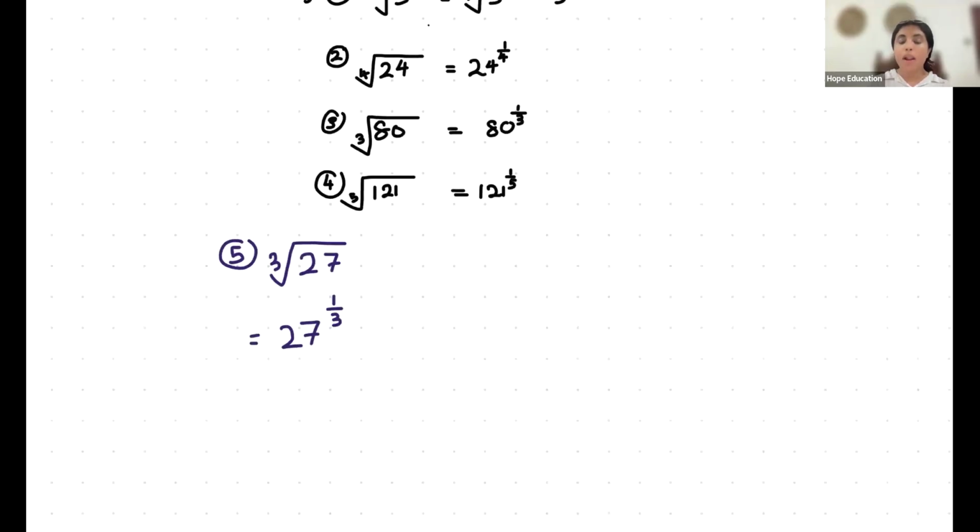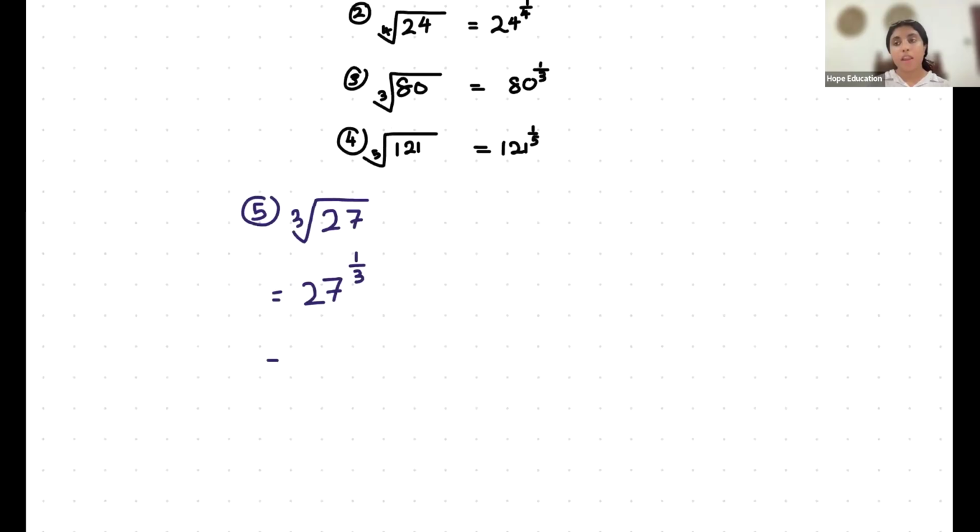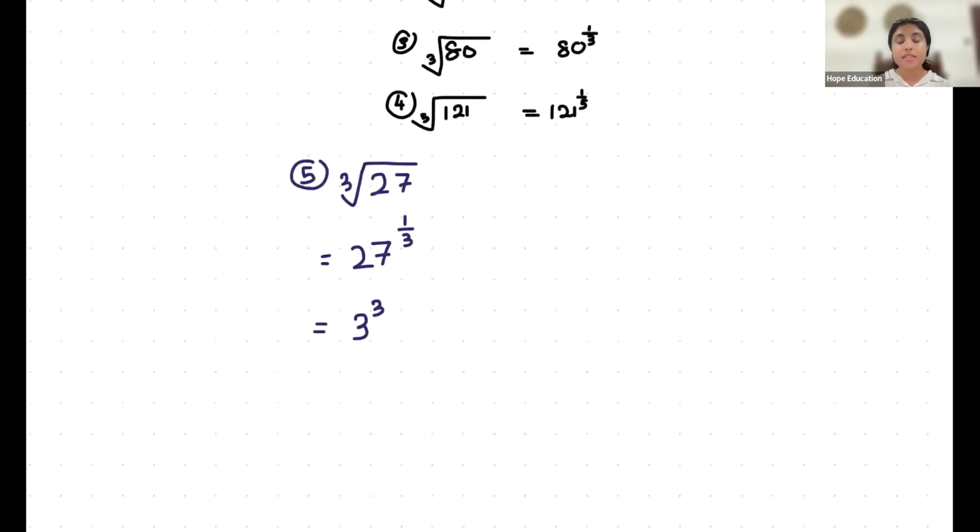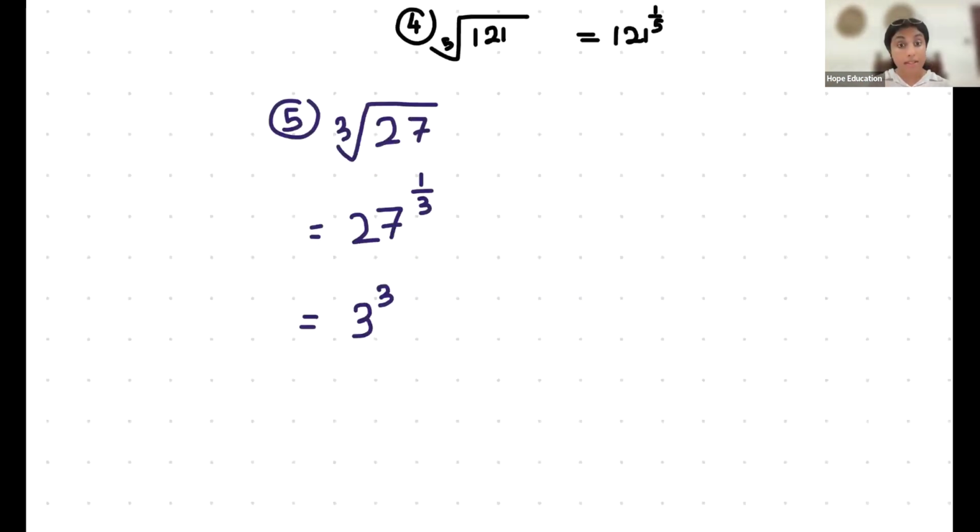What about 27 now? Can you see here that 27 is actually 3 times 3 times 3? That means 27 is 3 to the power 3. 3 times 3 is 9, 9 times 3 is 27. Did you all understand that? So 27 I can write as 3 to the power 3, and here instead of 27, I write 3 to the power 3.